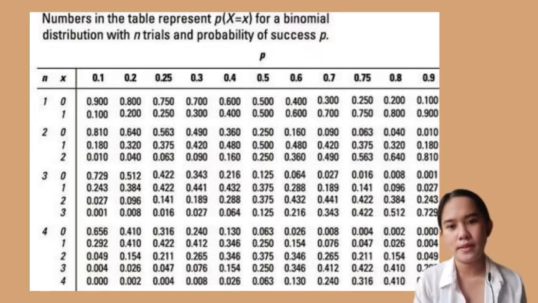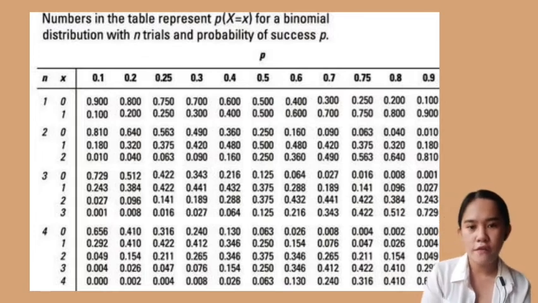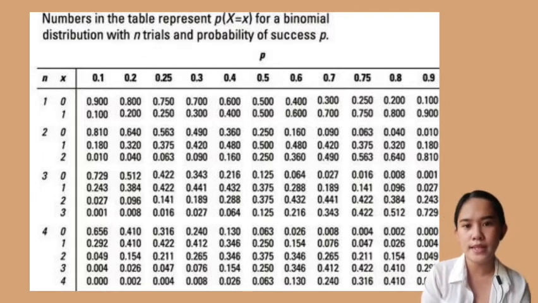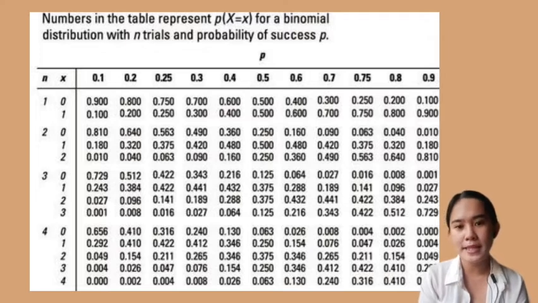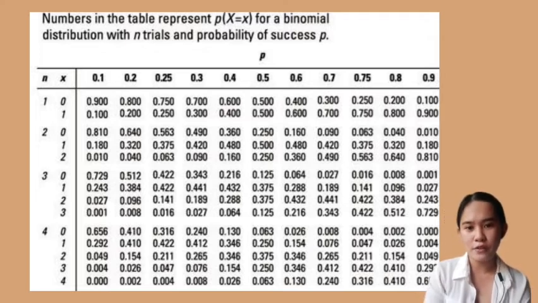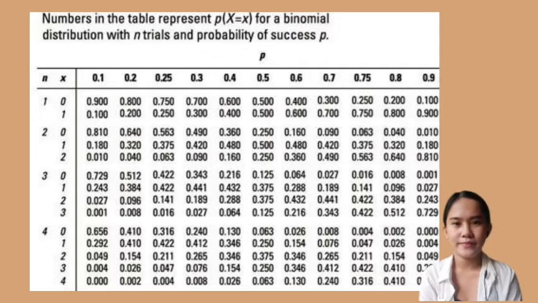Binomial table. Numbers in the table represent P(X = x) for a binomial distribution with n trials and probability of success p. So, taas pa ni siya, no, na apay more numbers sa n and x.